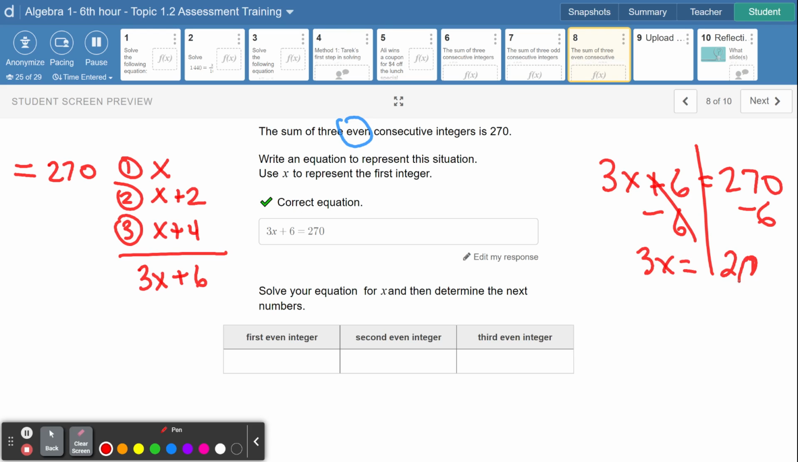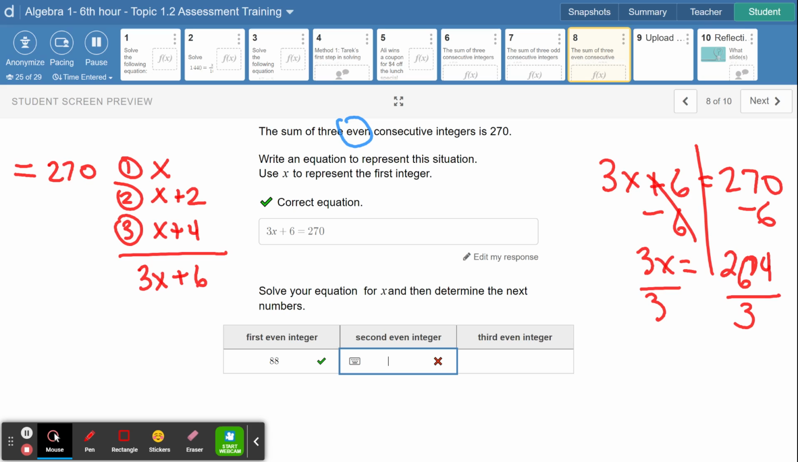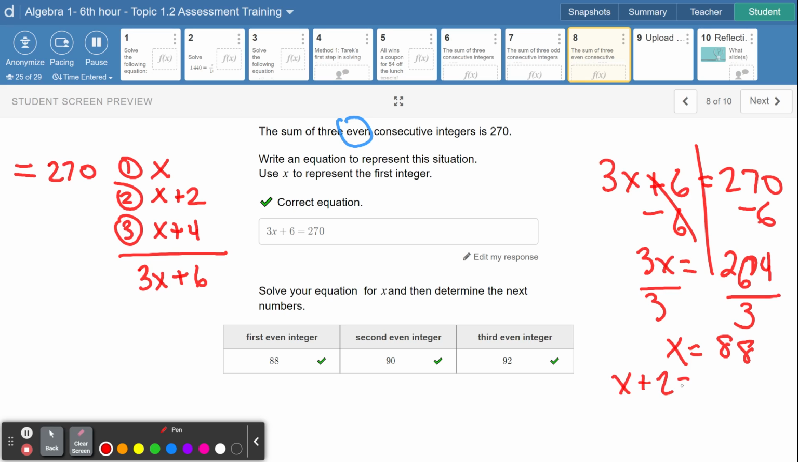So then we're going to get 264. And then we're going to get 88. So the next even number is 90. And then the next one after that is going to be 92. So x equals 88. X plus 2 is going to get us 90. X plus 4 is going to get us 92. Now, if you add all three of those numbers up, you're going to get back to the 270. So that's one way to check your answers.